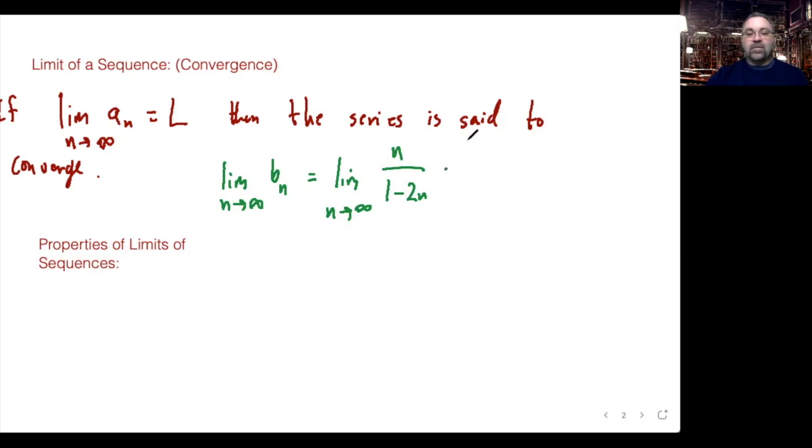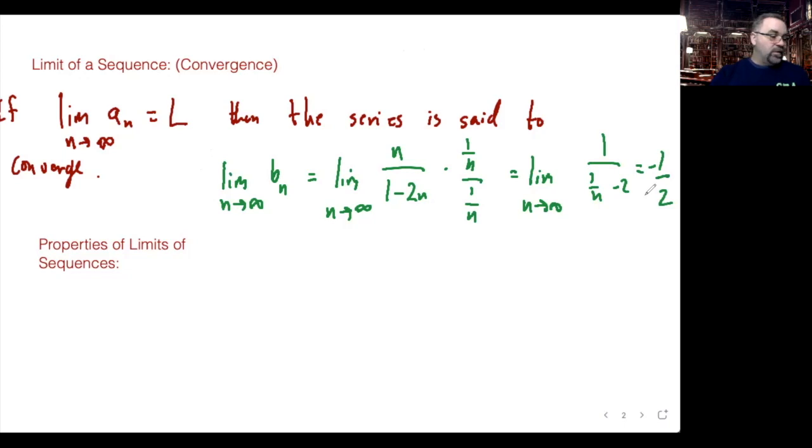You could even do something more basic: multiply by 1, and notice what that gives us. The limit as n approaches infinity of 1 over n, over 1 over n minus 2. And sure enough, the 1 over n term goes to 0, and we get negative 1 half. So example 2's limit is negative 1 half. So that would be a series that does converge. Example 1 was a series that does not converge.